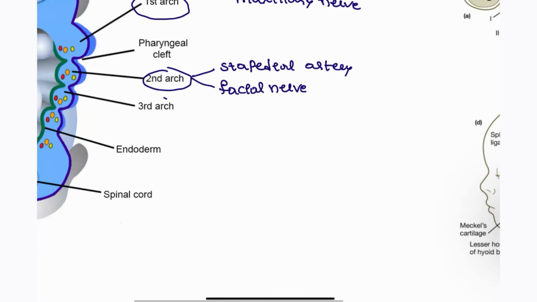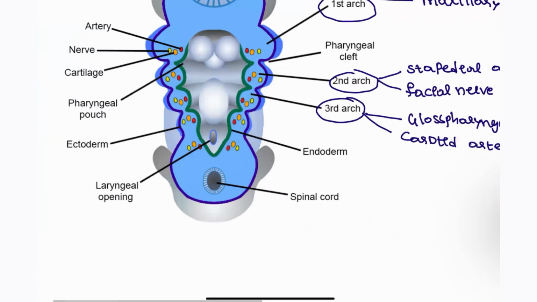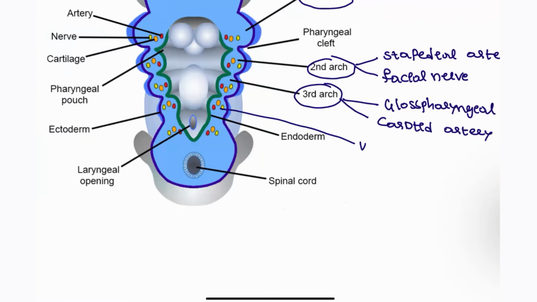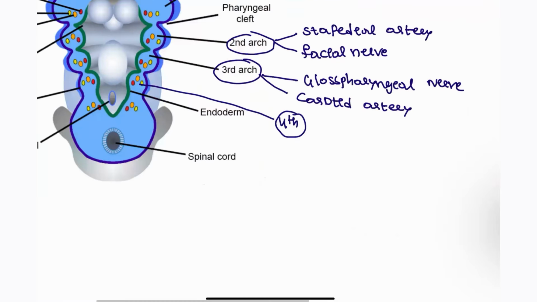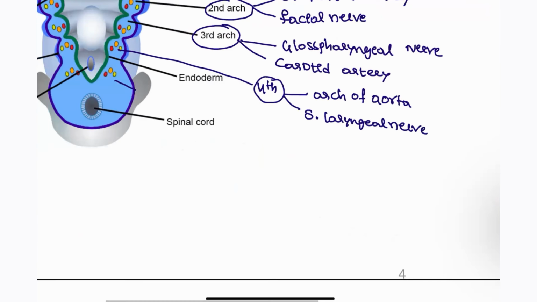Next, third arch. In the third arch, this is the glossopharyngeal nerve and the carotid artery. The carotid artery will be coming from here. Next, fourth arch. This is your fourth arch. From the fourth arch, there will be the arch of aorta and the superior laryngeal nerve. The superior laryngeal nerve will be transmitting here. Next, this is the sixth one. The fifth one is not seen here, only the sixth one will be seen.